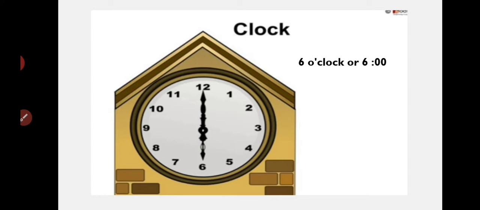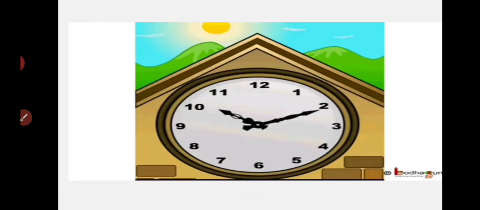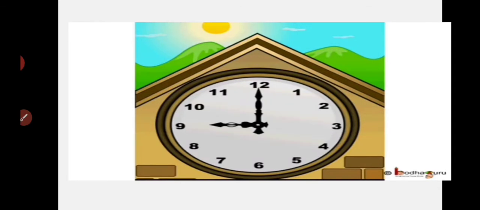But do you know how the hands of the clock rotate? The hands of the clock always move in the forward direction. Now let us see how the clock shows the time through this video. So have a look at this video. This is 9 o'clock. The hour hand is at 9 and the minute hand is at 12.